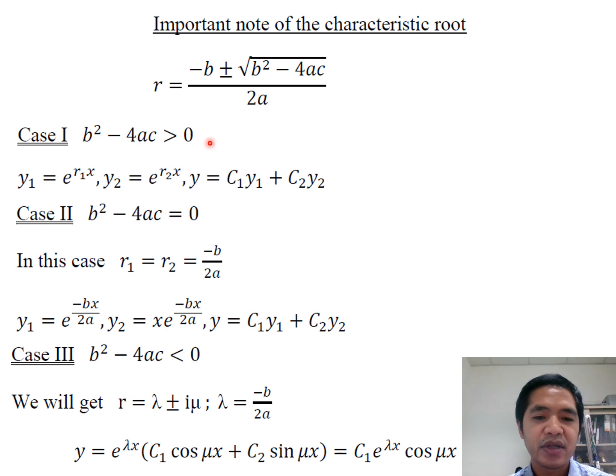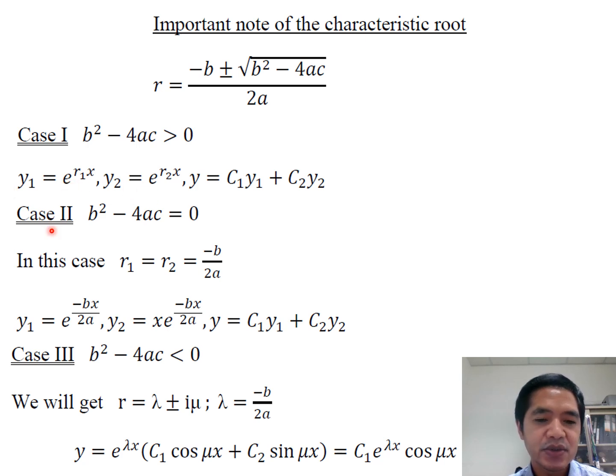In the case when b squared minus 4ac is more than zero, a positive number, the solution is gonna be y1 equal to e to the r1 x, and y2 equal to e to the r2 x, and the final form is y equal to c1 y1 plus c2 y2. c1 and c2 are constants, and y1 and y2 are here.